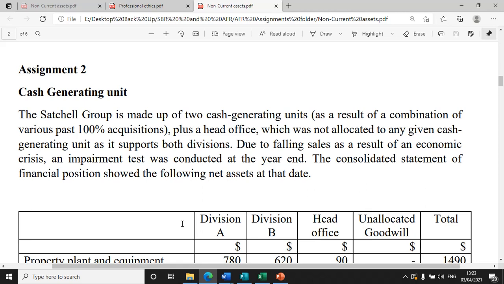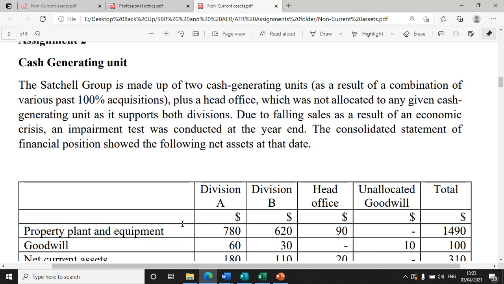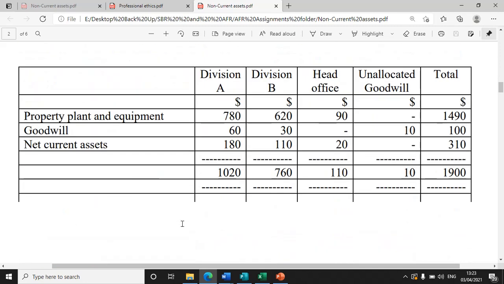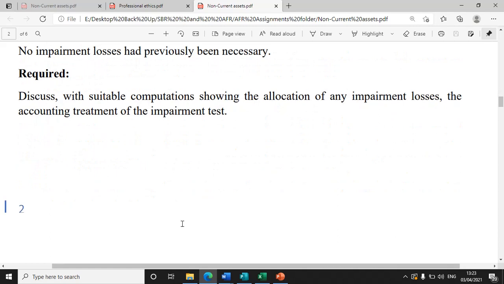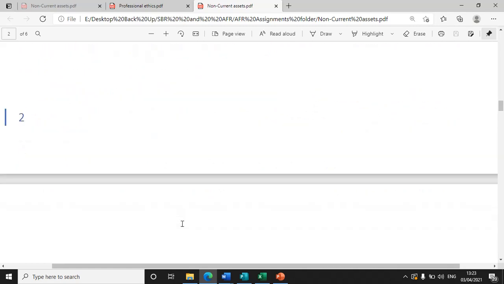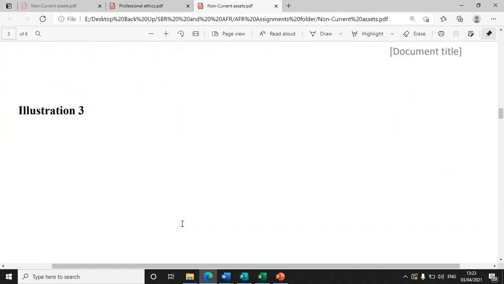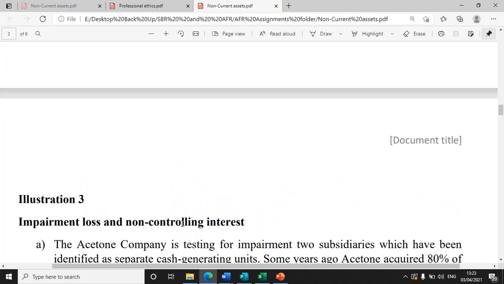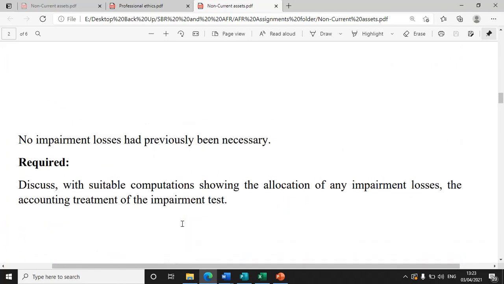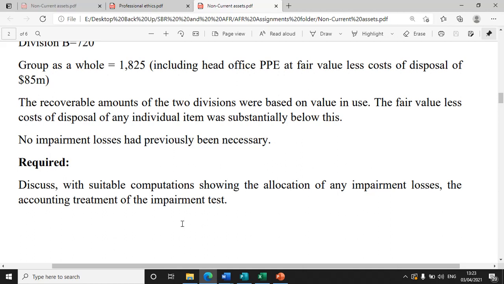I'm now on the cash generating unit, and I have sent you some of these links in terms of the document. Of course, you have to make reference. I'm demonstrating now how to go about some of these questions, and of course, I had to take some bit of time to read through this work. Now, I want you to read this question. Of course, very soon we're going to look at something else. It says, discuss with suitable computations showing the allocation of any impairment losses, the accounting treatment of the impairment test.